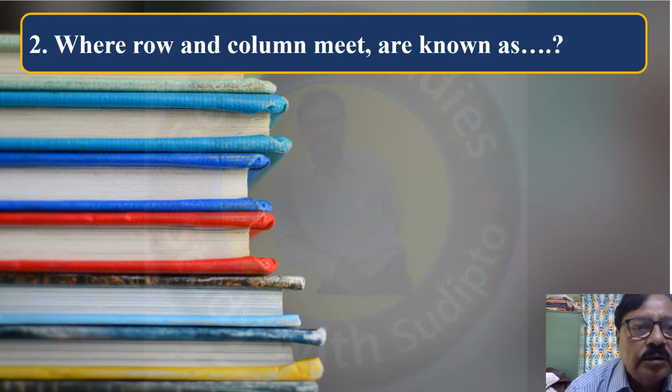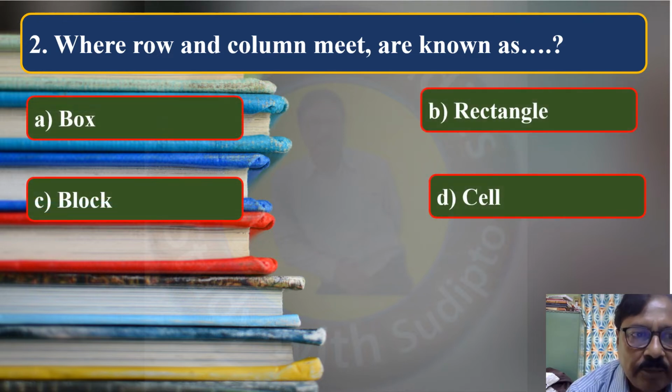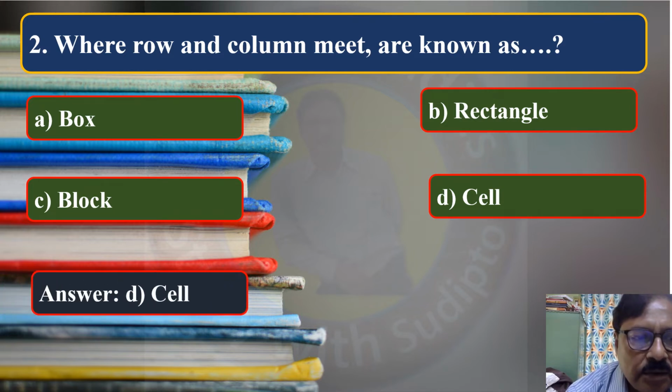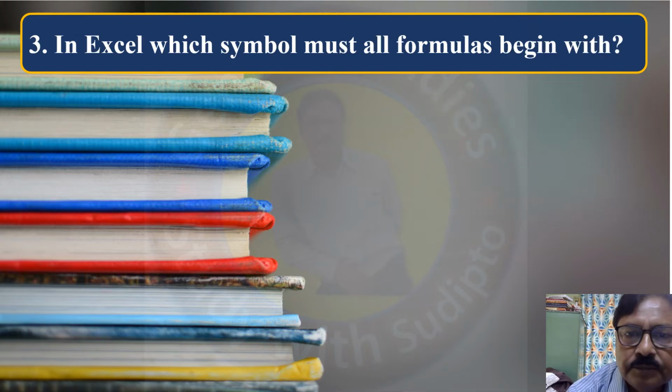Next, where rows and column meet is known as: option A box, option B rectangle, option C block, option D cell. The correct option is option D cell.